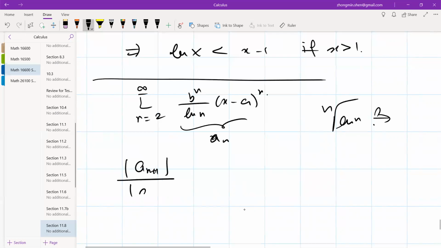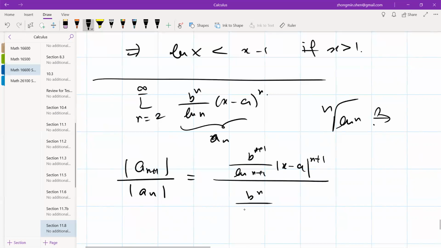But when you use the ratio test, be careful. The original statement has an absolute value on that. Don't just put a_{n+1} over a_n. So that's going to be natural log (n+1), b to the n+1, absolute value of x minus a to the n+1. And this is b^2.